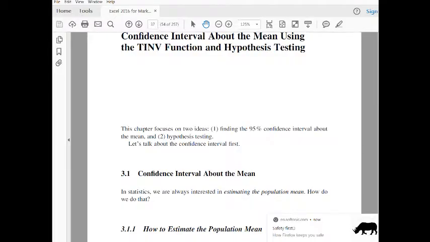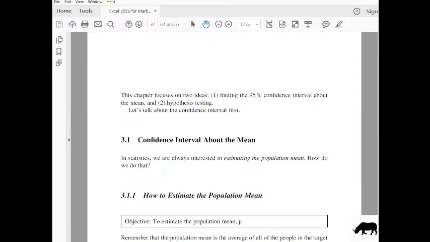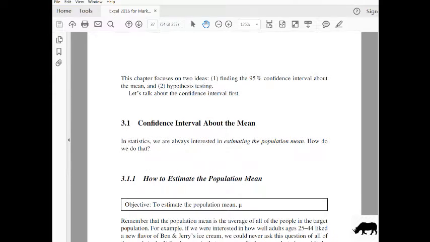about the mean using the TINV function and hypothesis testing. This chapter focuses on two ideas: 1. Finding the 95% confidence interval about the mean, and 2. Hypothesis testing. Let's talk about the confidence interval first.